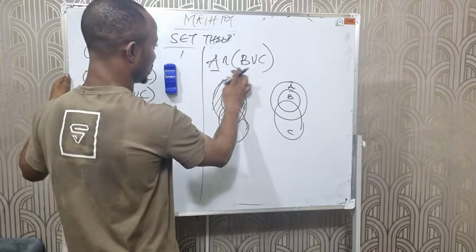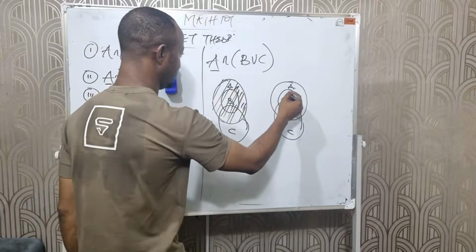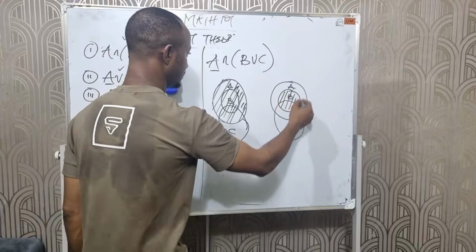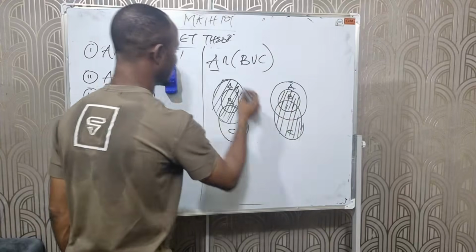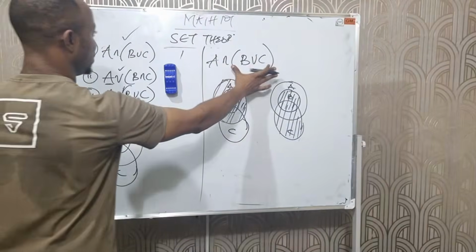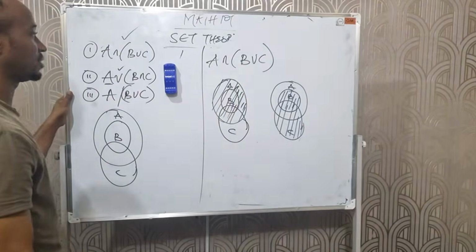Then I'll also bring out B union C. What is B union C? Meaning combining B and C. This is my B, right? And this is my C. So the next is to bring out their intersection, meaning between A and B union C, what is common? Where can we find the common elements?